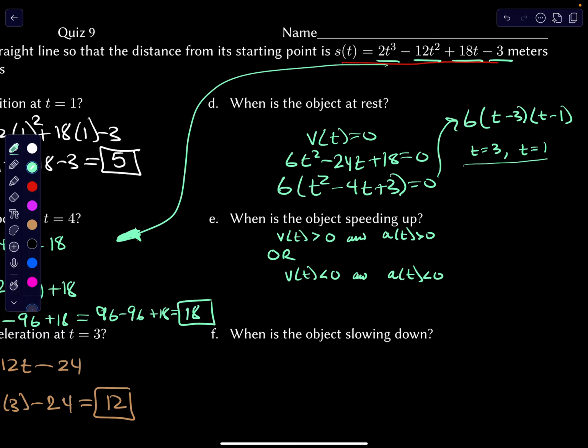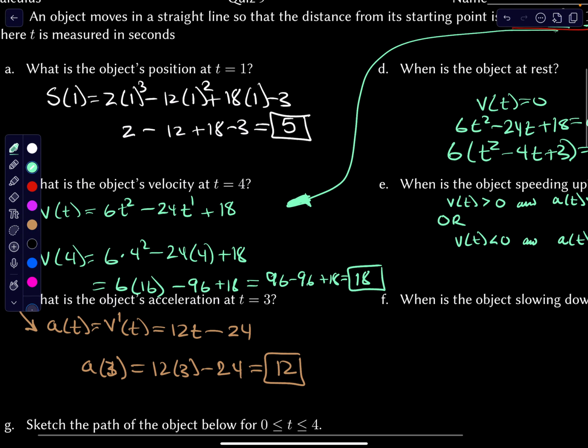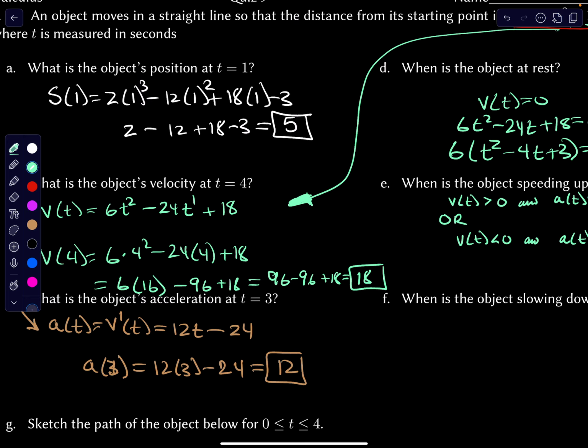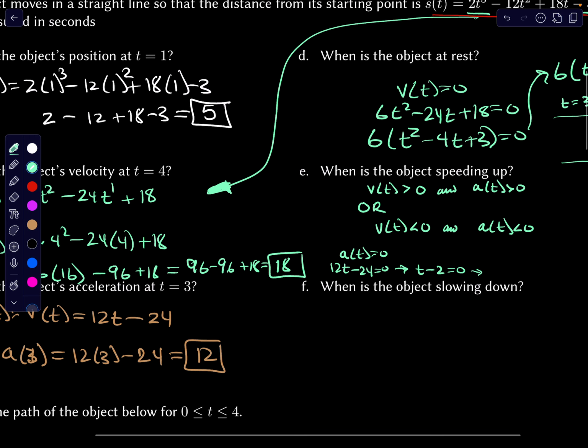Let's see. Maybe I'll make the chart like this. Okay, so let's figure out when the acceleration is 0. That'll help. So take this. Acceleration is equal to 0 when 12t minus 24 equals 0. And that gives me, factor out the 12, t equals 2.